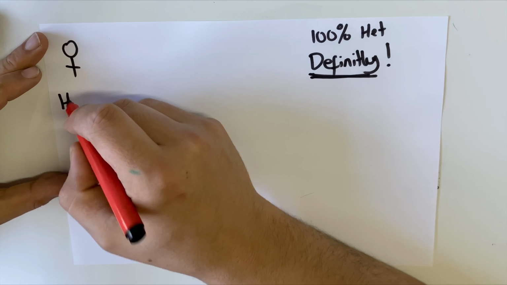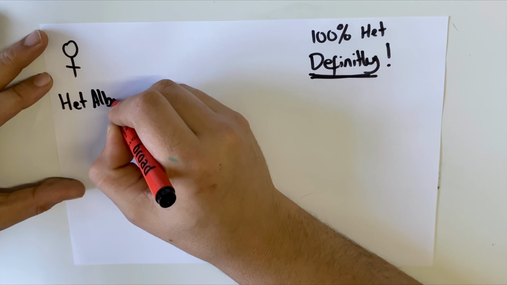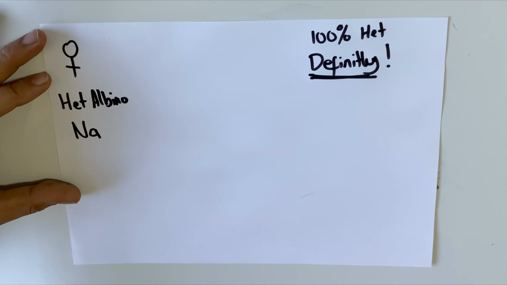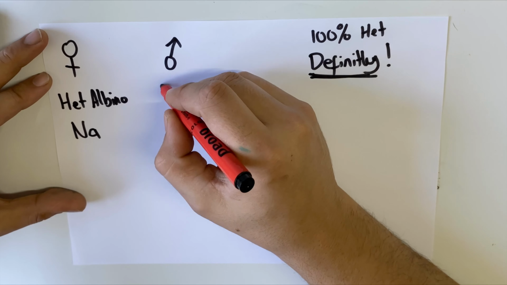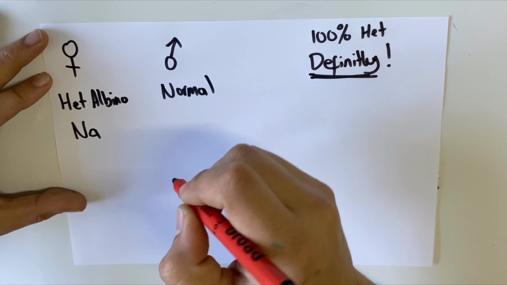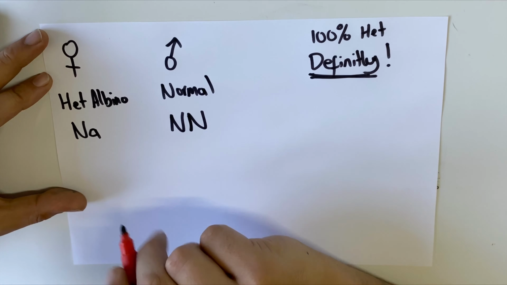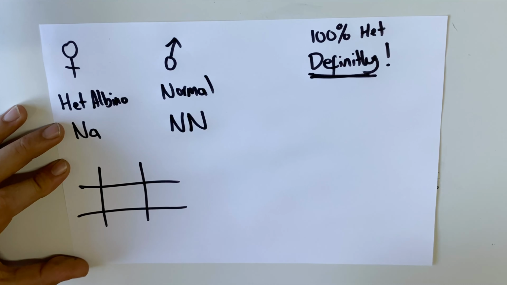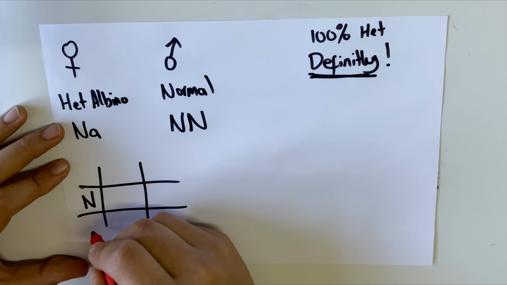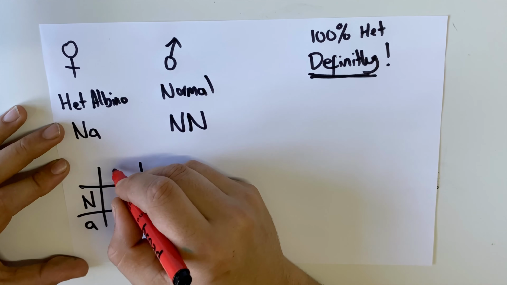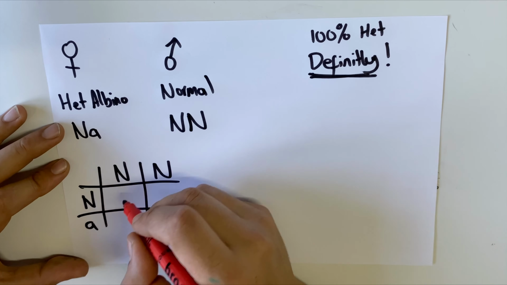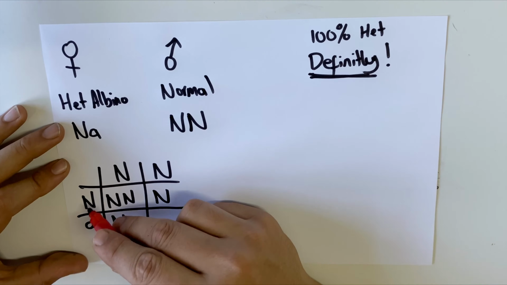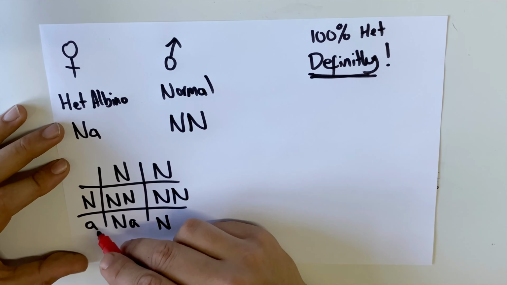But here, let's say we have a het albino female, and her genes would be one copy of the normal gene and one copy of the albino gene, and she was bred to a normal homozygous male. His genes would be NN. He's fully normal, he's not carrying the gene. If we did the Punnett square for this one, you will see that you take this allele from the female and that allele from the male, and then do the alleles again here: capital N, capital N, capital N, little a, capital N, capital N, and then capital N, little a.